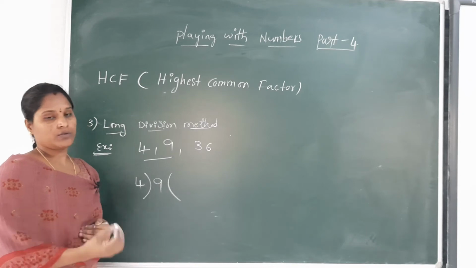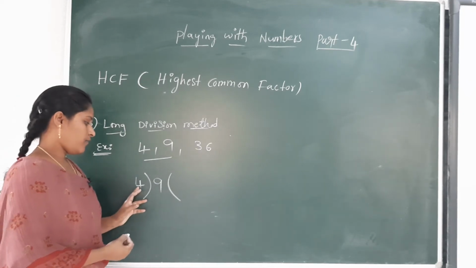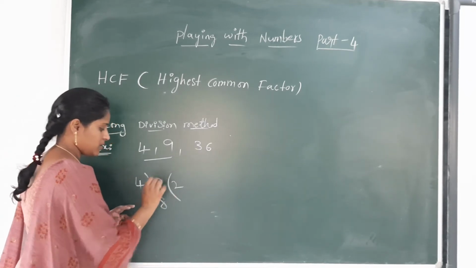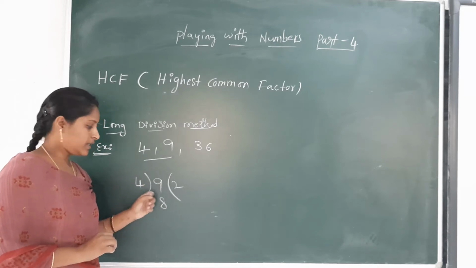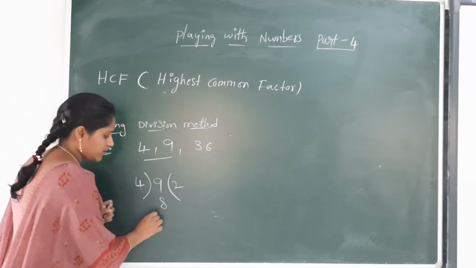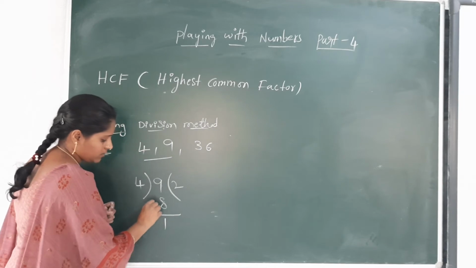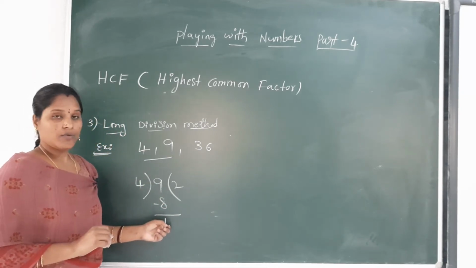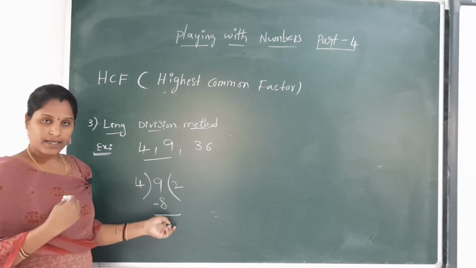Again we have to do the division method. 4 2s are 8. Exactly not possible, that's why the nearest number. 4 2s are 8. 9 minus 8 is 1. So here we get a remainder of 1.